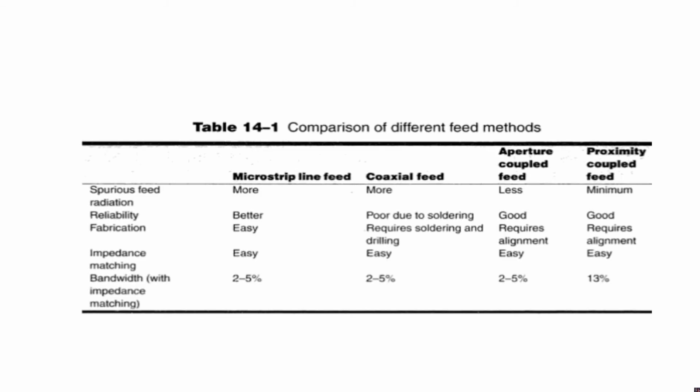So next topic. This is the comparison of different feed methods. In case of spurious feed radiation, it's more in case of microstrip line and coaxial feed, but it is less in aperture coupled feed, and minimum in case of proximity coupled feed. Reliability is much better in proximity coupled feed. Fabrication is easy in case of microstrip line, but the others all require alignment, so it is a little more difficult. Impedance matching is almost the same for all of them, but bandwidth is more in case of proximity coupled feed.